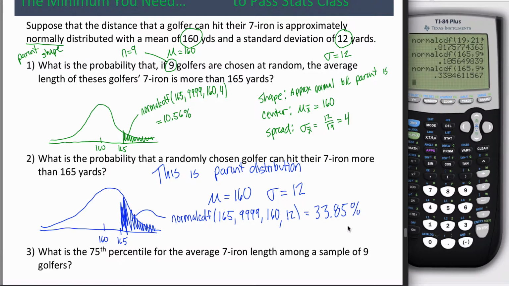Not to get too far into the theory here, but note that it's a lot more likely that 1 golfer can hit their 7-iron really far than it is that the average of 9 golfers would hit their 7-iron really far. Because think about it, in these 9 golfers, yeah, I might have 1 or 2 that can hit their 7 really far, but then I probably have a few that don't hit their 7 very far. And so I'd expect the average to be closer to this population average of 160. That's why this percentage is less than this percentage. If that made any sense, fantastic. If it didn't, don't worry about it. You're not worried about the theory. You're just trying to pass the class.